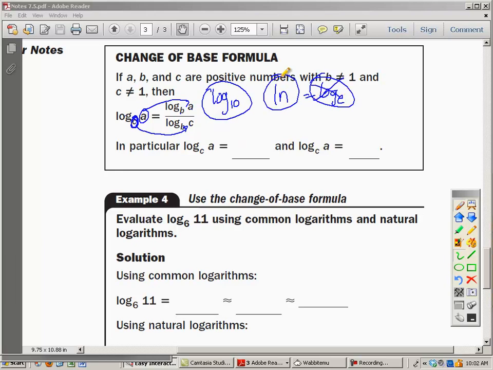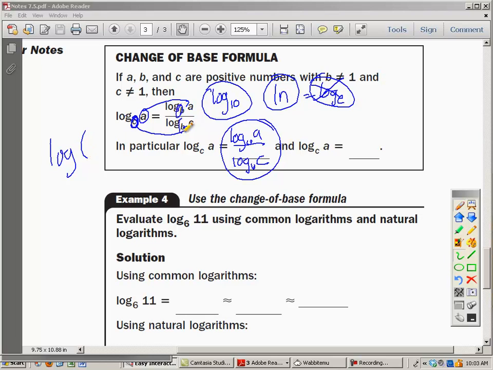So in particular, log base c of a becomes log of a over log of c. Now, what's the base if we don't write it? It's 10. And we do have a log base 10 feature on our calculator. It's just the LOG button on your calculator. All right? And we'll get to an example in just a second here. We could change it to any base we want.